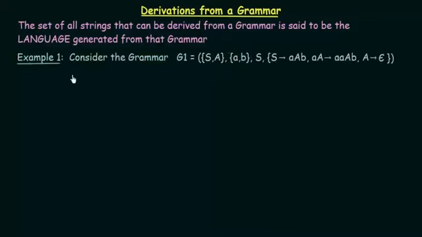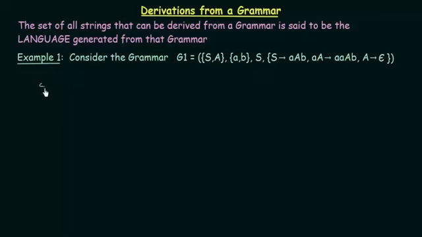Consider the grammar G1. In this grammar G1, S and A are the non-terminal symbols or the variables, A and B are the terminal symbols, and S is the start symbol. And we have production rules given like this: S gives AAB, AA gives AAAB, and A gives epsilon. Okay, so let us try to see some strings that can be generated from this grammar G1.